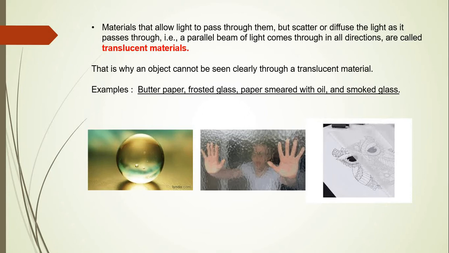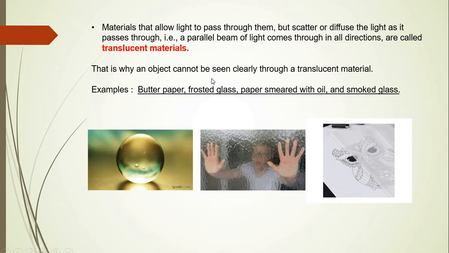Means in translucent material, a partial amount of light is passed through it, not all the rays are able to pass through that material. So in translucent material some amount of light gets scattered out, some amount of light gets diffused out, and some amount of light gets absorbed in it. So materials that allow light to pass through them but scatter or diffuse the light as it passes through, means the parallel beam of light gets scattered out, diffused, divided into different directions when it passes through that particular material. So this type of material is called translucent material.